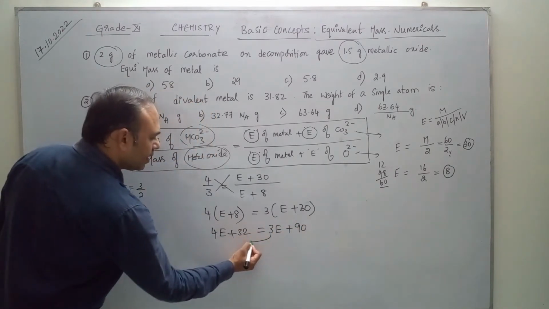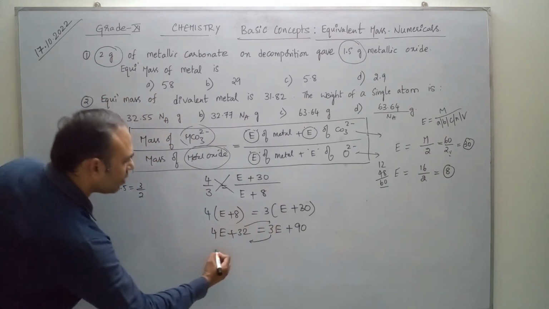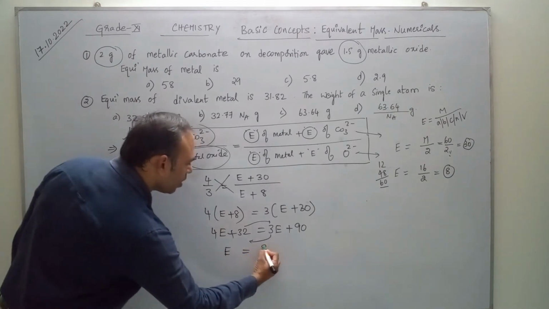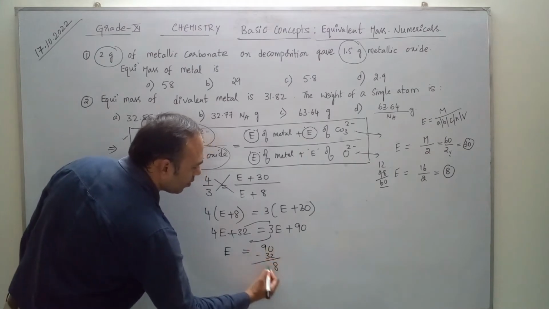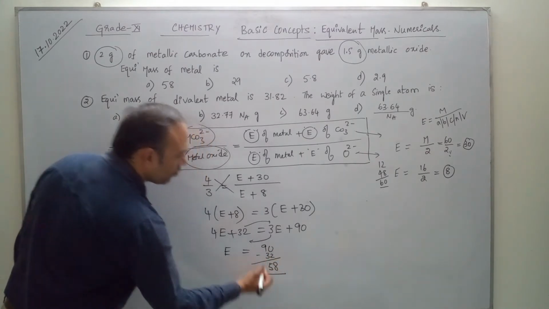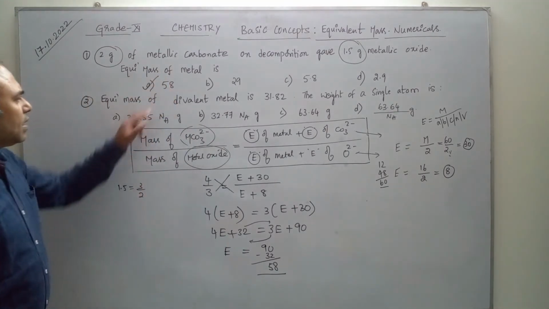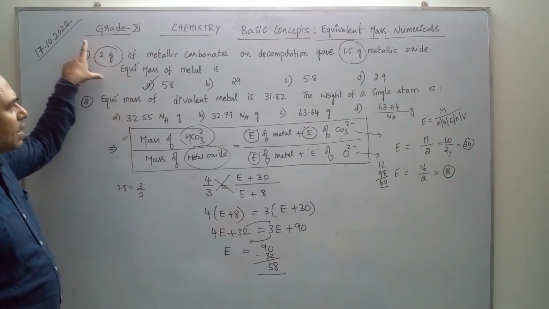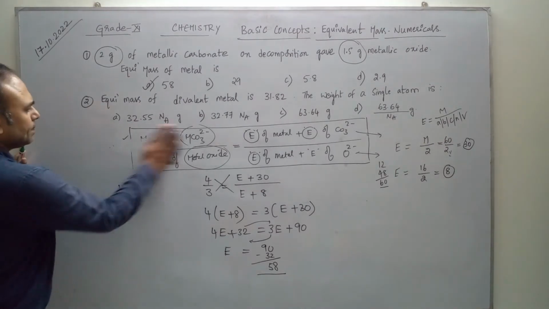Now let us send 3E to this side and 32 to the other side of the equality symbol. We get 4E minus 3E, that is E, is equal to 90 minus 32. So here we get 58. So the equivalent mass of the metal we got as 58. So remember this formula so that you can calculate this type of questions. Now second question.